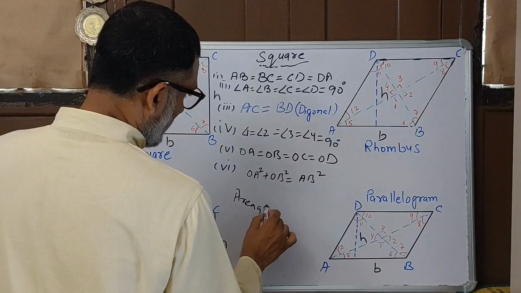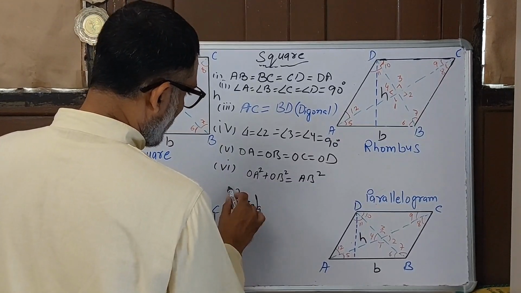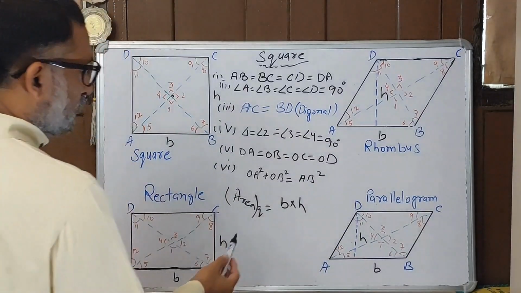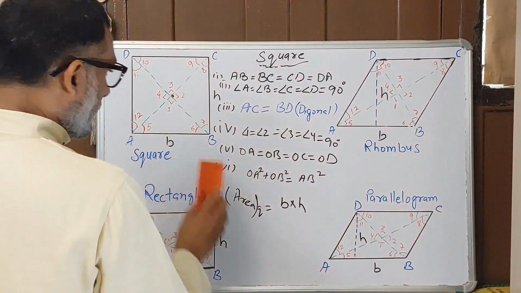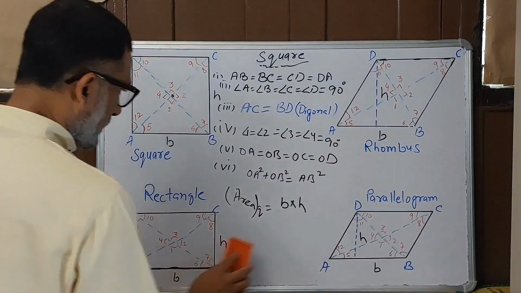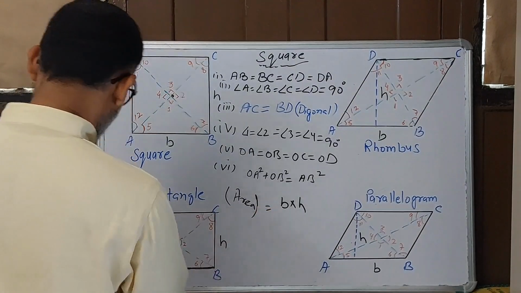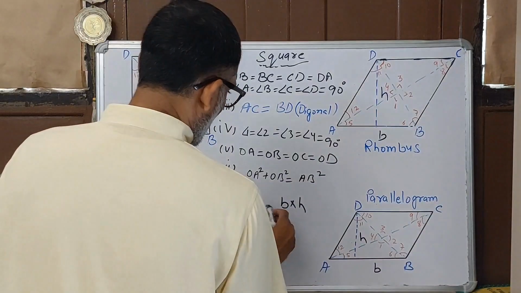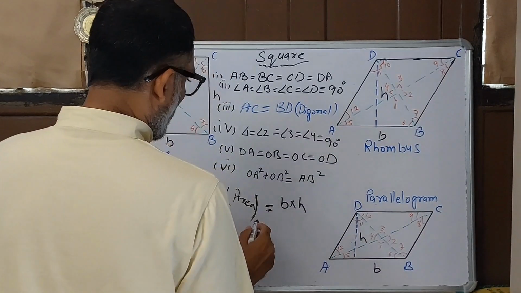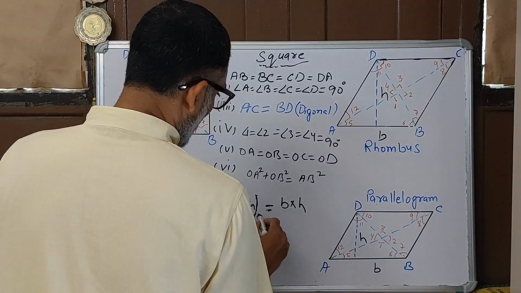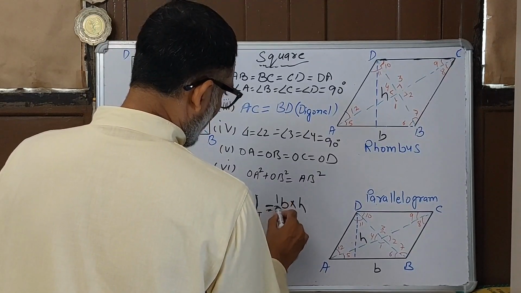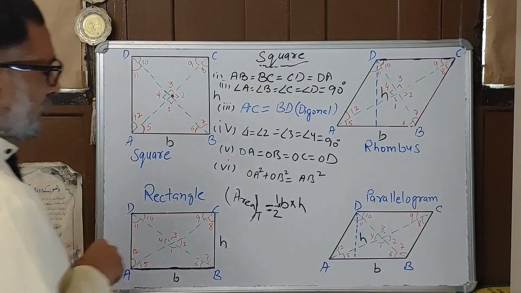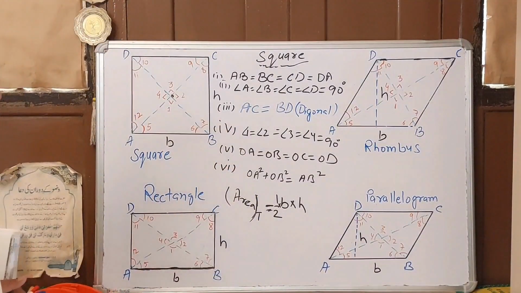quadrilateral is what? Area of a quadrilateral is what? Just as you heard and learned, base into height for all the shapes. Then what will become the area of a triangle? You know, it is just half of a quadrilateral. So the area of a triangle will be half into base into height.